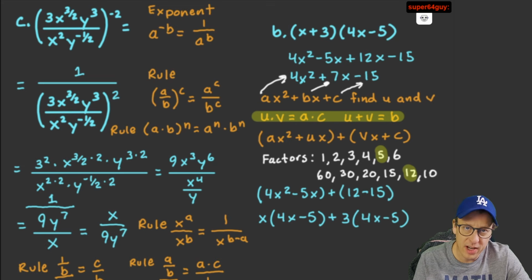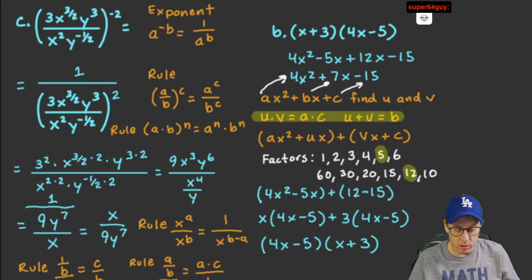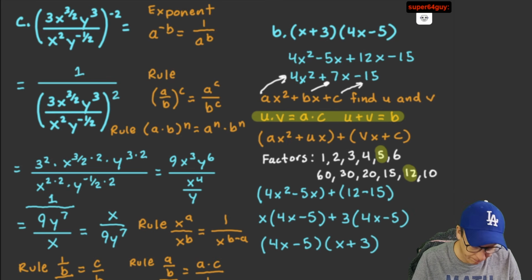And then we could factor out the final common term, and that's going to leave us with just simply 4x minus 5 times x plus 3. And that is how we're going to be able to simplify that rather complicated guy that we have right there.